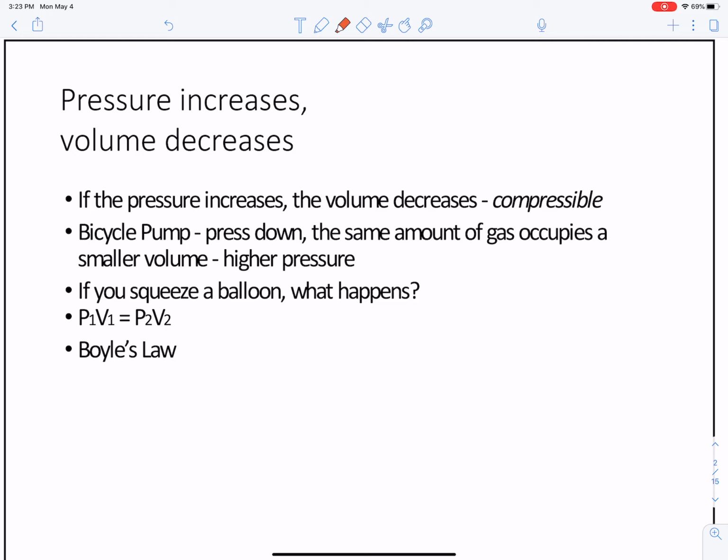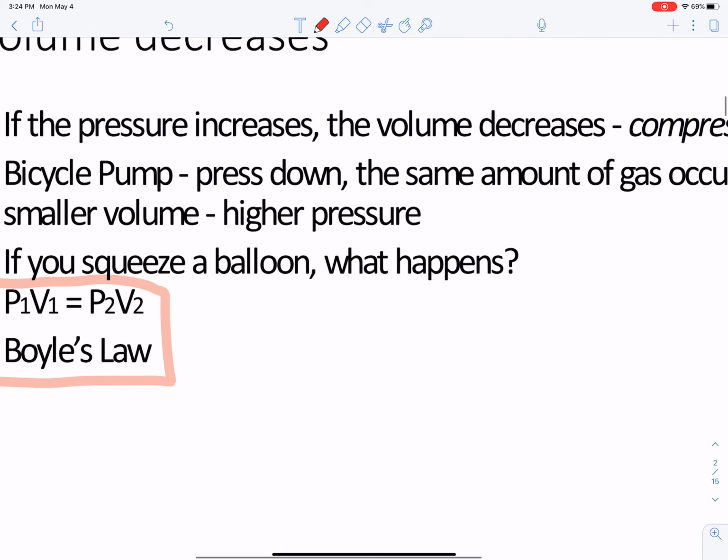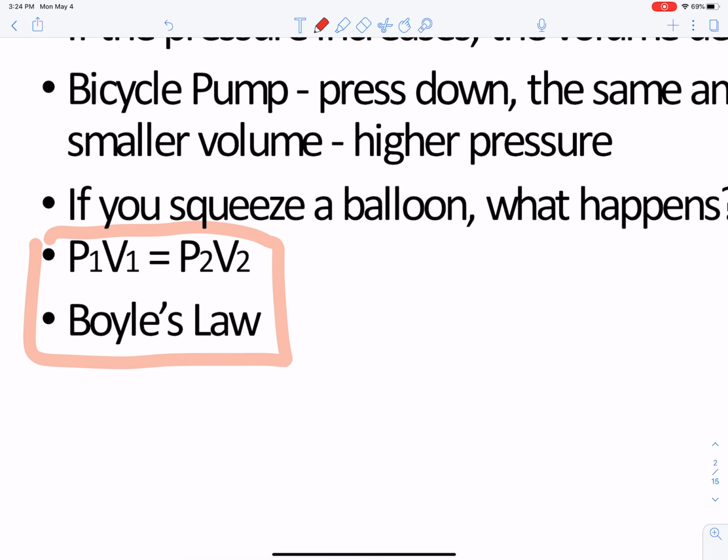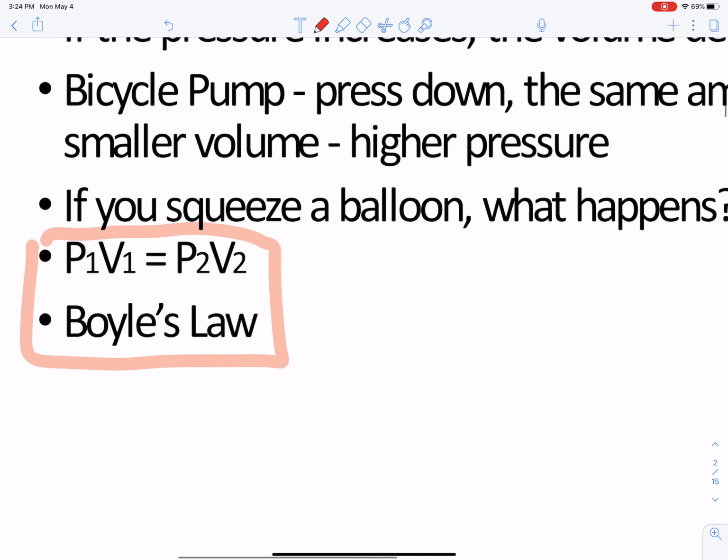When you squeeze a balloon, what do you notice? As you squeeze that balloon, it gets harder and harder to squeeze. The pressure goes up. It's pushing against you. This is Boyle's law. So let's think about this. Let's do a quick, simple calculation. As pressure goes up, the volume has to go down.